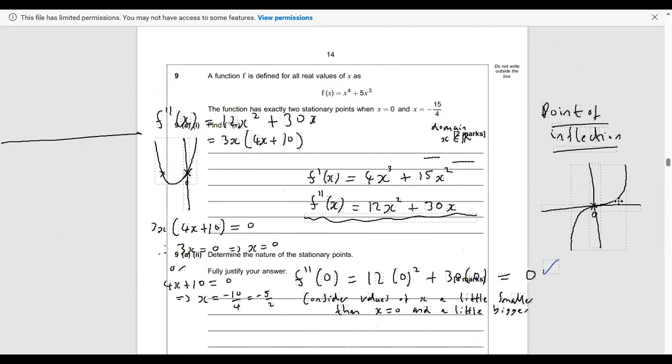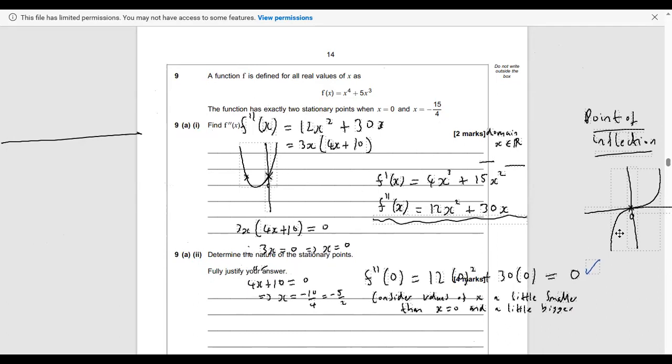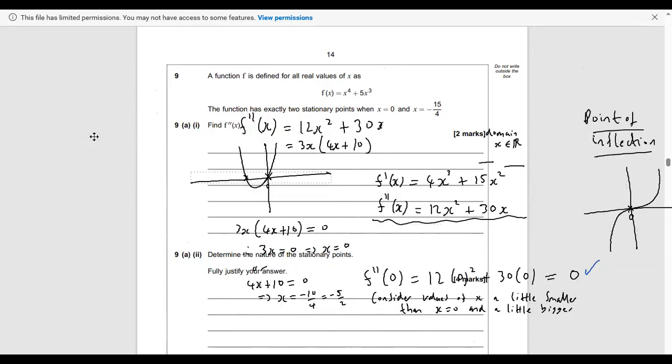There we go. That's relatively okay. Yeah, that would be fine there, I guess. And I'm just going to move this to there. There we go. Right.